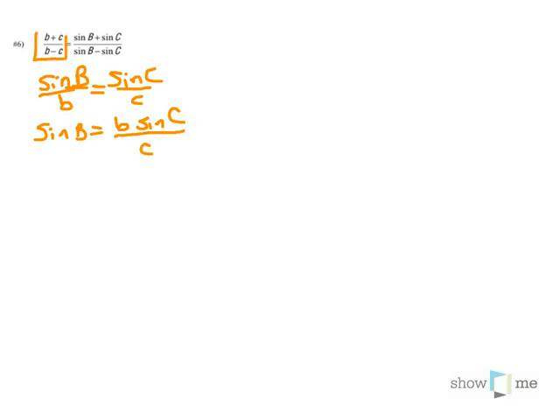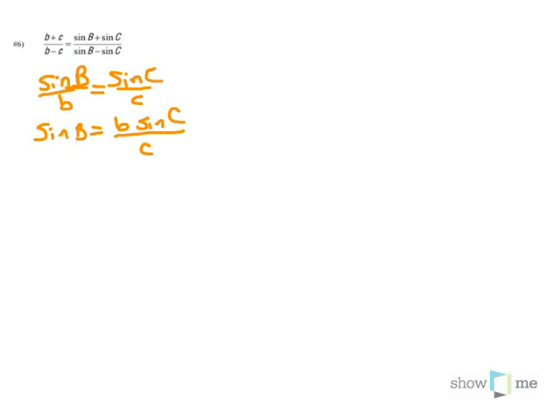sine of b over b equals sine of c over c. Then I am going to multiply both sides by b. What I'm trying to accomplish right now is to get all my small letters together and all of my big letters together, because you can see in what you're trying to prove, small letters are together, big letters are together. So now I got my little b and c together.